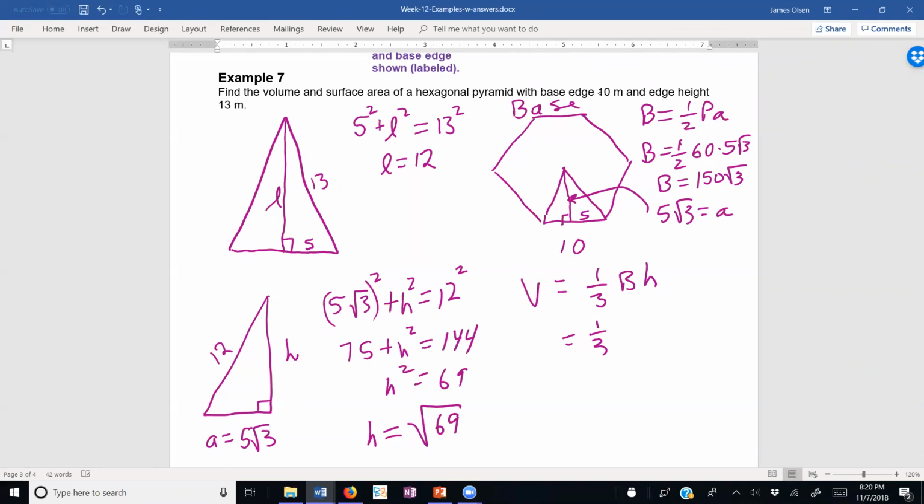Okay, now resuming finding the volume, we have 1/3 times the area of the base, which is 150 root 3, times the height, which is root 69. Run this into a calculator, and we get 719.37 meters cubed. This is the volume. Now we're ready to calculate the surface area.